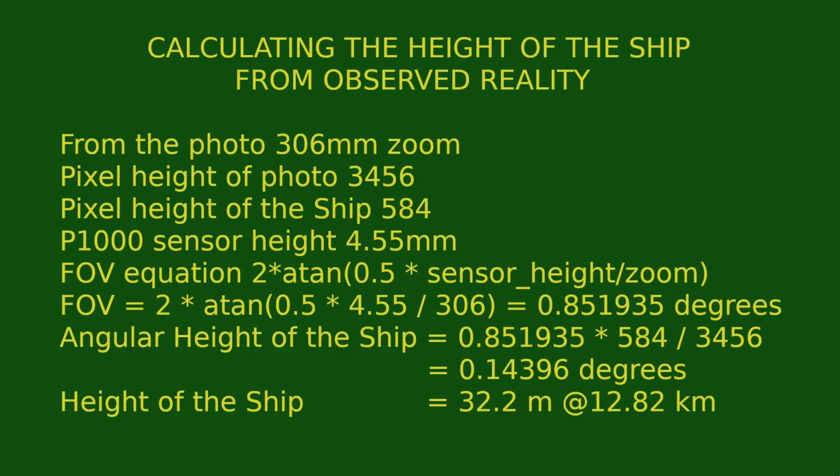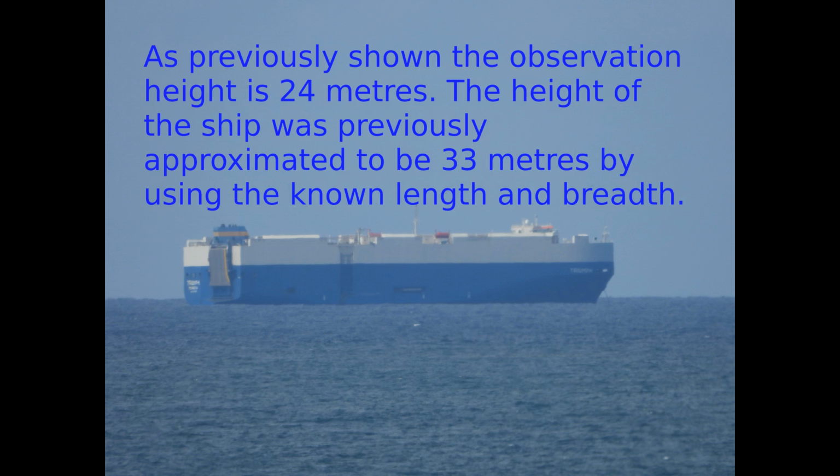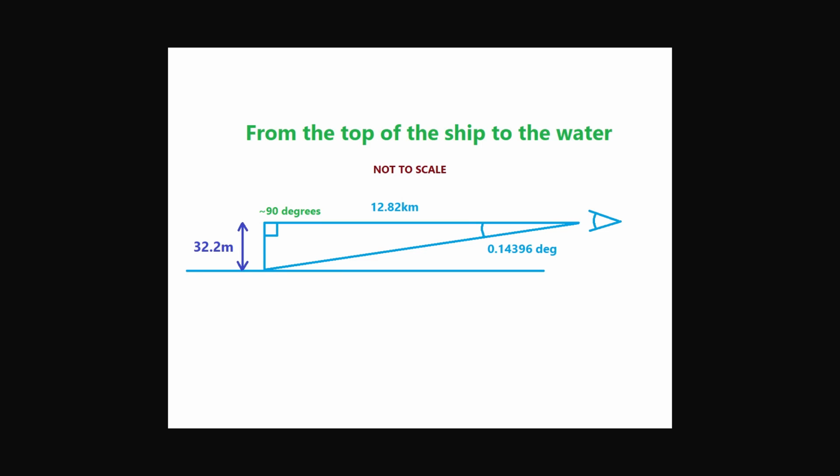So the angular height of the ship then is calculated out by taking the 584 pixels out of 3,456 pixels, and it's a simple ratio to work out that the angular height of the ship is 0.14396 degrees. And then using the triangle formula, I'll show you how that's done in a minute, we work out that the height of the ship is 32.2 meters. Previously, I had estimated the size of the ship to be 33 meters.